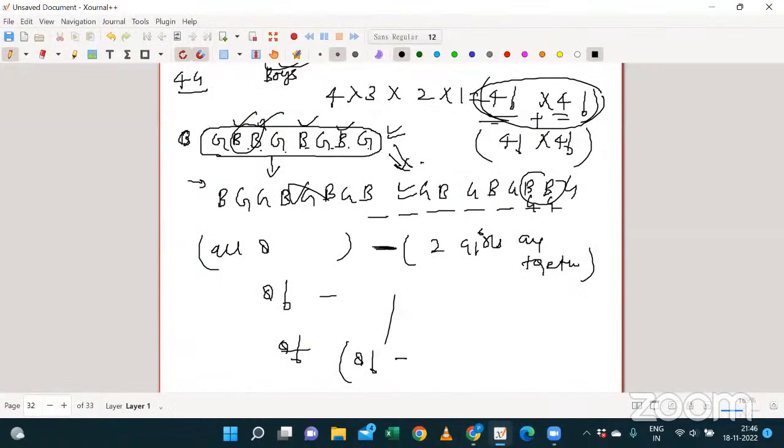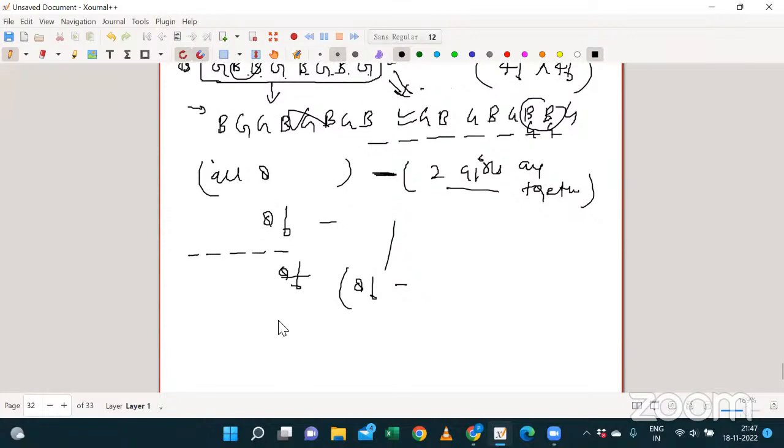But one approach you can do: all the 8 persons, I mean 4 boys and 4 girls, minus when 2 girls are together. We'll have to discuss all the cases. No, not only 2 girls, sir. Even 3 girls together, 4 girls together, 3 and 4 as well. Correct? So we have to add 2 girls together, then 3 girls together.